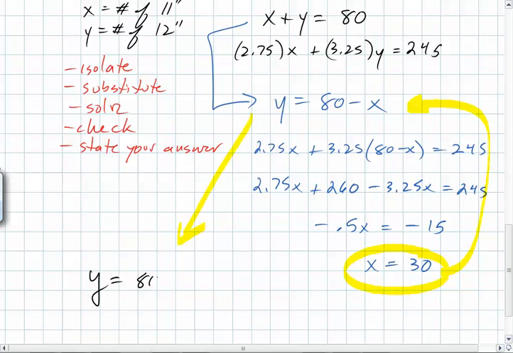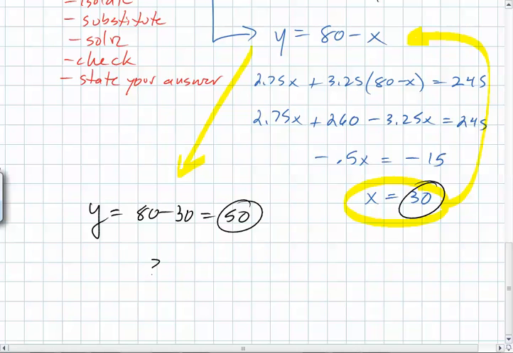So these answers were relatively confident. So the answer would be 30, how many balls? 30 11-inch and 50. So does it check? Does it check? Yay, it does check. It does work.